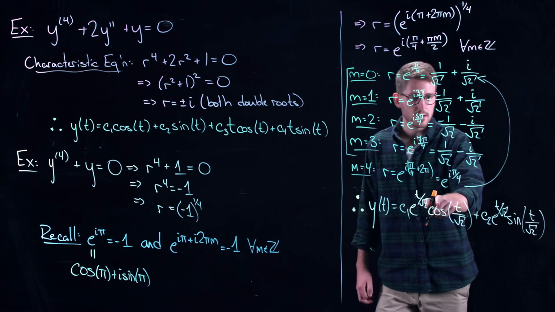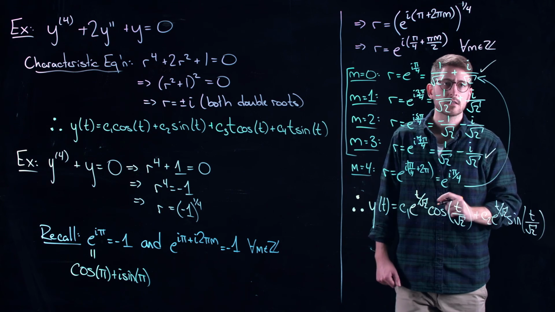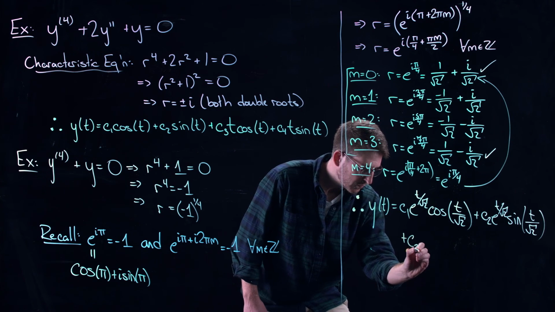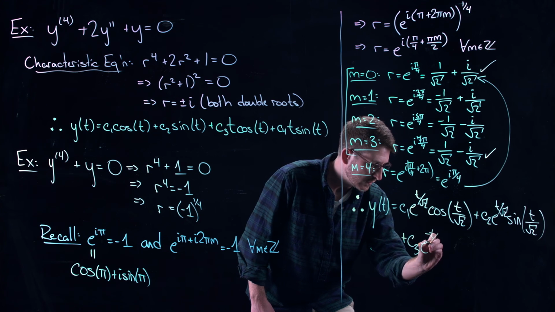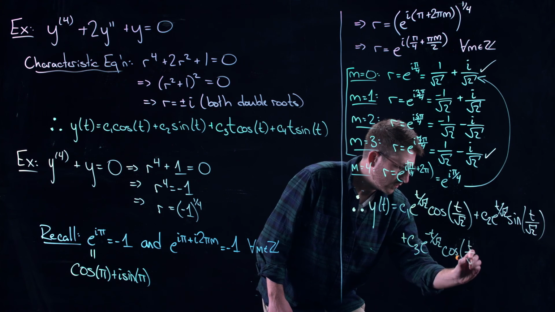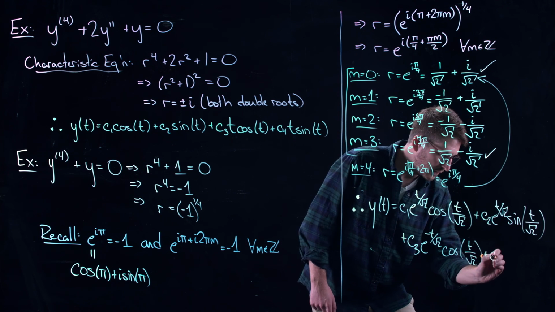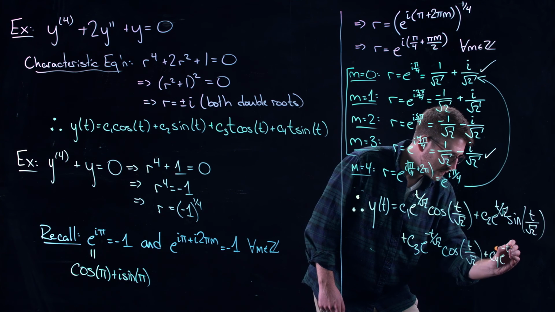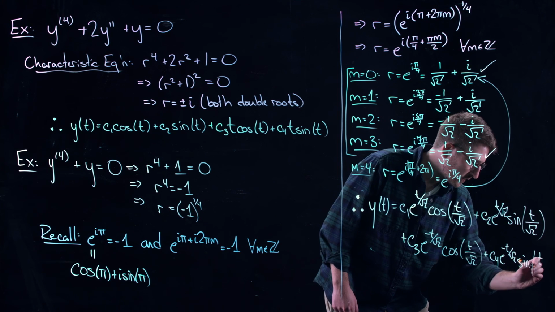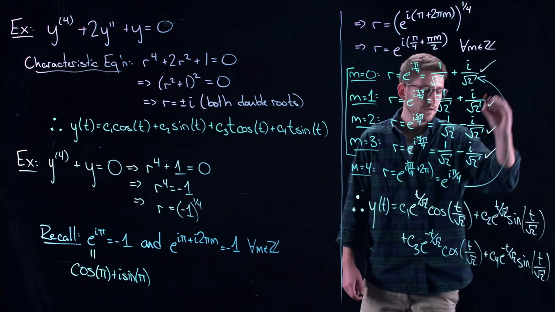Okay, so which ones are those? That was this one and this one. Those are complex conjugates. 2 more to go. C3, e to the minus t over the square root of 2, cos t over root 2. And then plus C4, e to the minus t over root 2, sine of t over root 2. And that is these two right here.